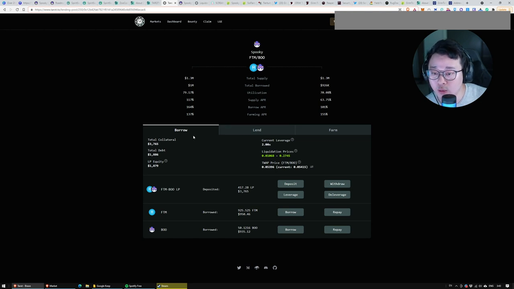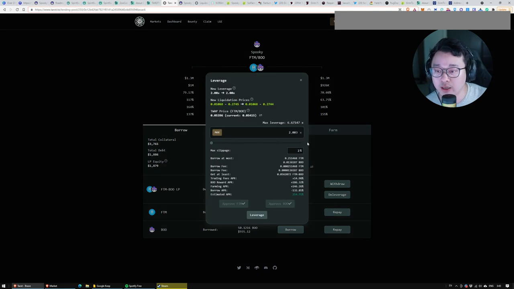Okay, so over here, I already have a certain position. I basically deposited some FTM Bull LP. So you first have to actually provide the LP on SpookySwap. And once you are done with that, you can go over here and deposit it in. And after that, you can change your leverage. So right now, I have a relatively low leverage of just 2x.